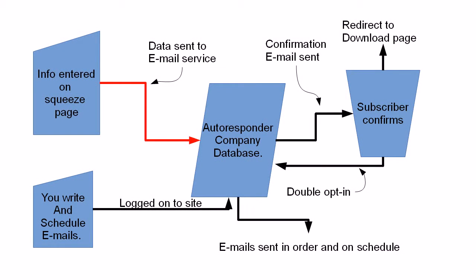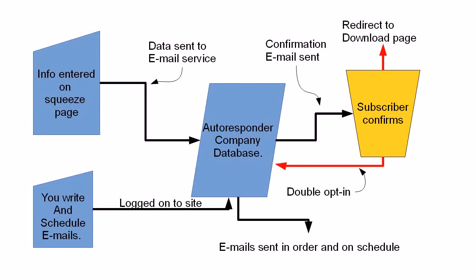That data then gets sent to your email service or autoresponder company, and they store that information on their database. They'll send the subscriber a confirmation email, and when that arrives in their inbox, the subscriber clicks on the link to confirm that they wish to receive emails from you. Then two things will probably happen. The subscriber will be redirected to your download page so they can download your free giveaway, and a message will be sent back to the autoresponder company's database.